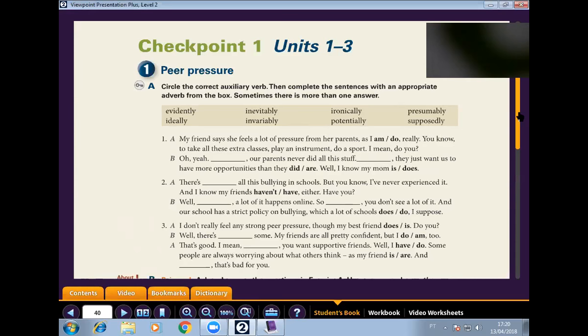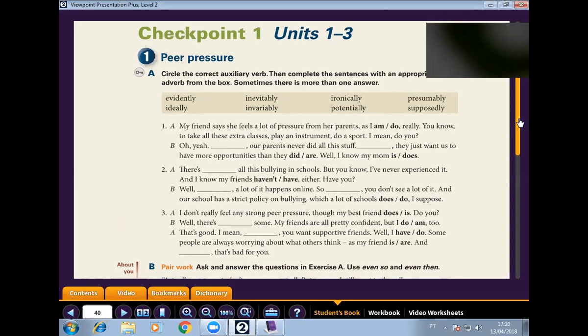Okay, well, let's go on. Complete the sentences with an appropriate adverb from the box. We have evidently, ideally, inevitably, invariably, ironically, potentially, presumably, and supposedly. The first one says, my friend says she feels a lot of pressure from her parents, as I.